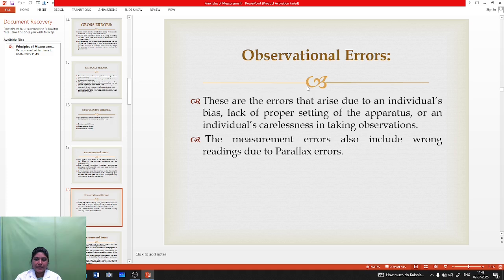Next is observational error. These errors are due to lack of proper apparatus setting, carelessness in observation, or any improper setting. Mainly wrong recorded readings fall into the category of observational error.